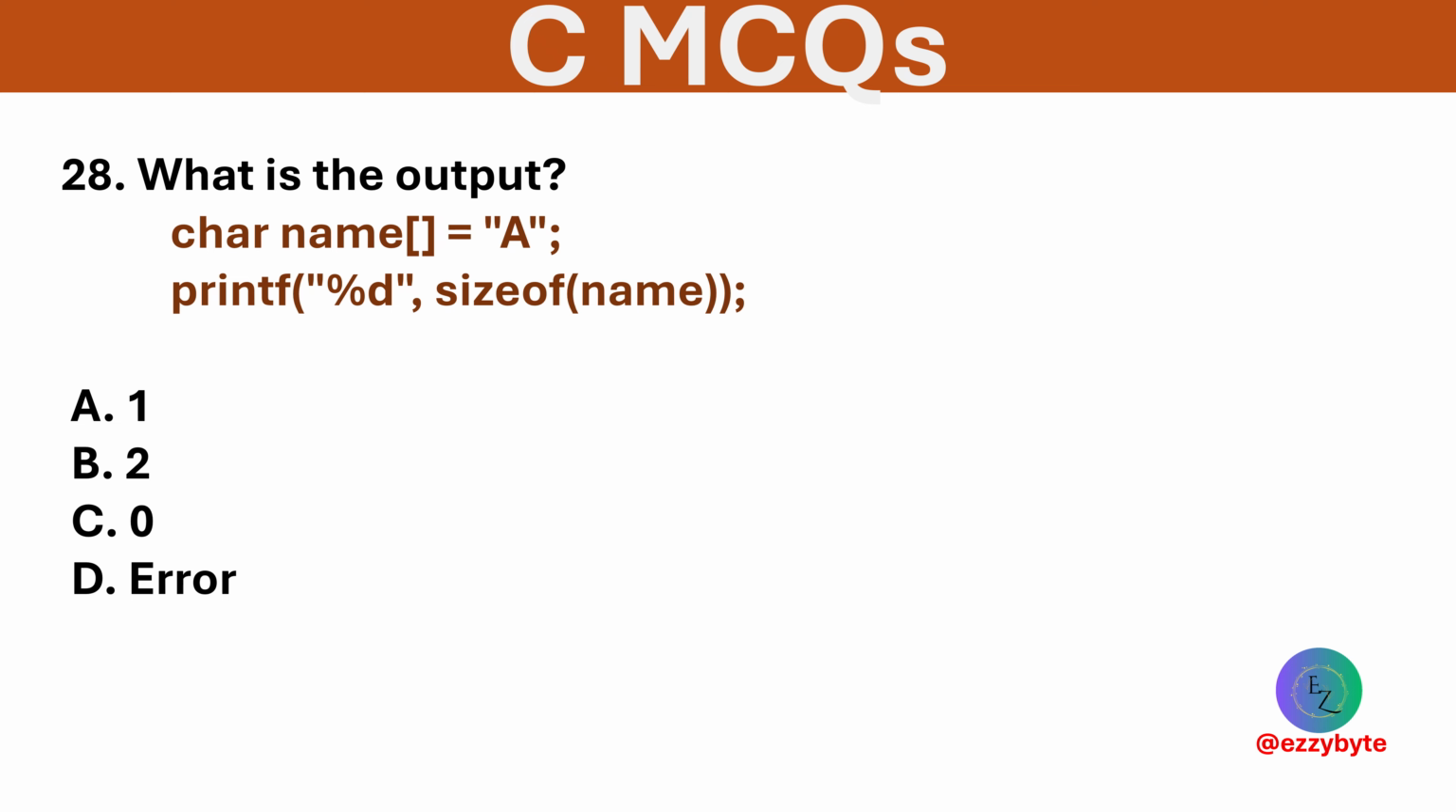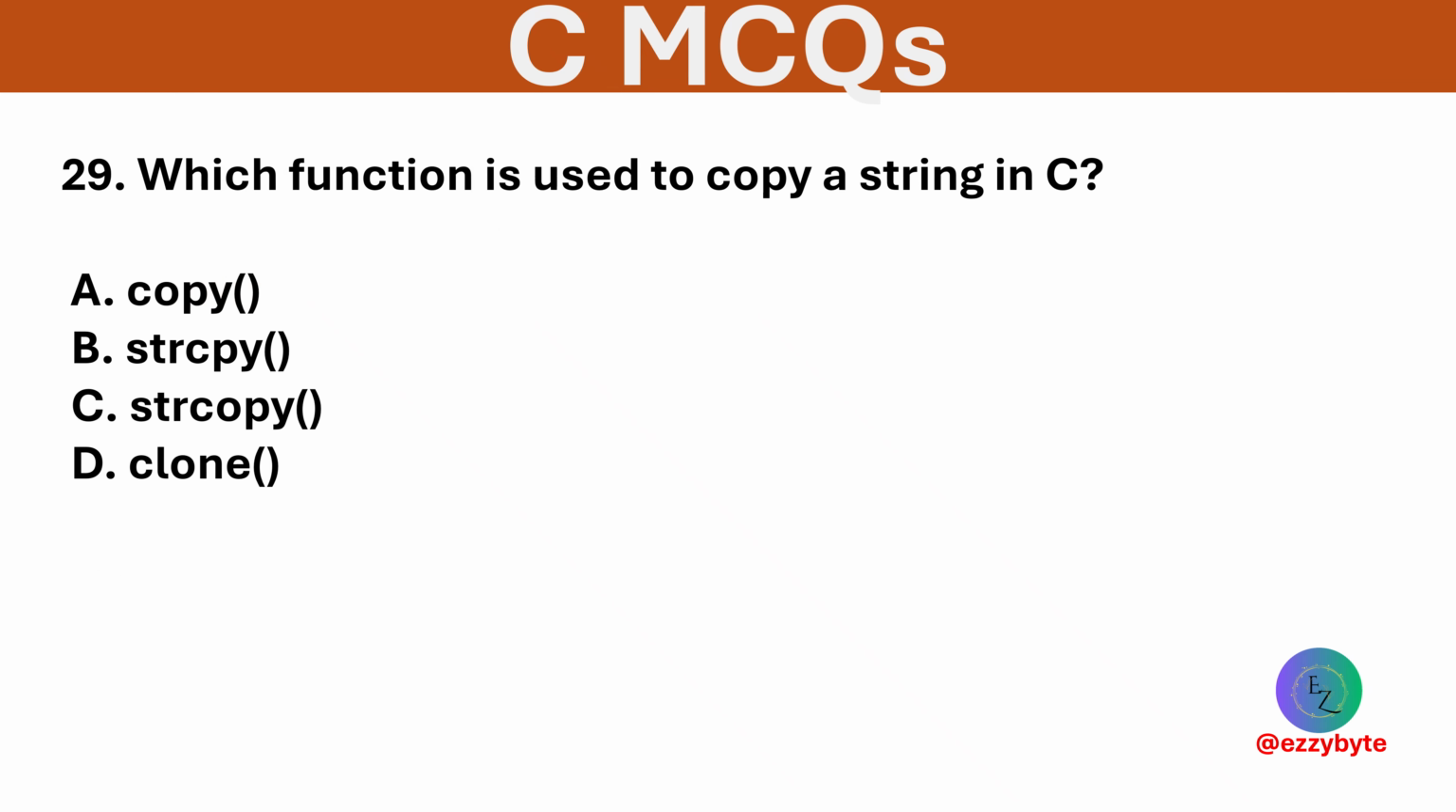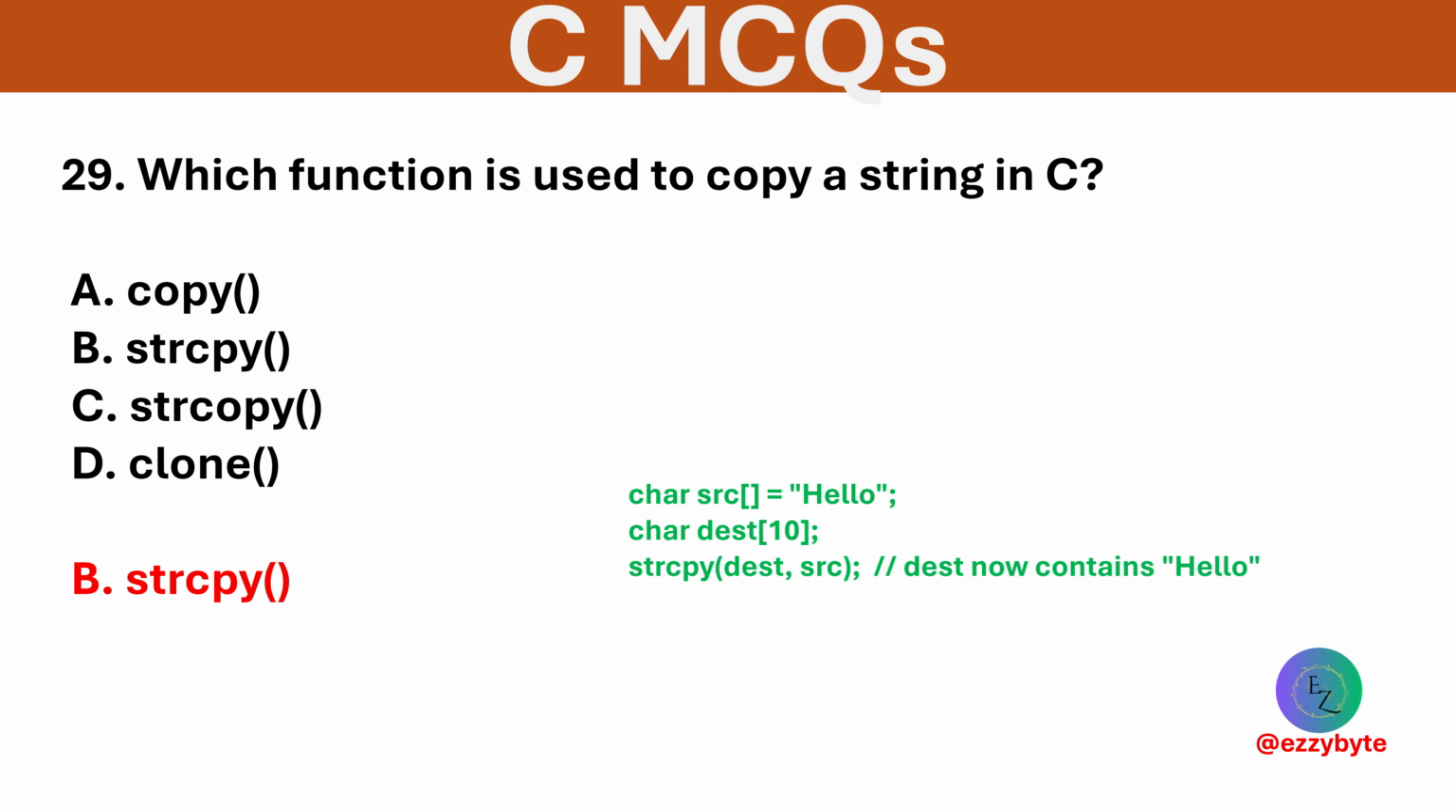What is the output of the following? Options are 1, 2, 0, and error. Option B is correct. Which function is used to copy a string in C? Options are copy, strcpy, strcopy, and clone. Option B is correct. strcpy copies a string to another.